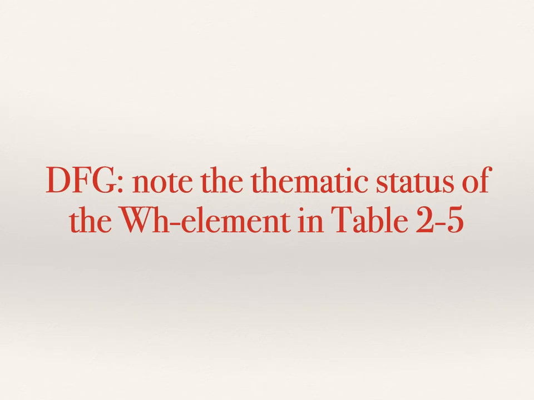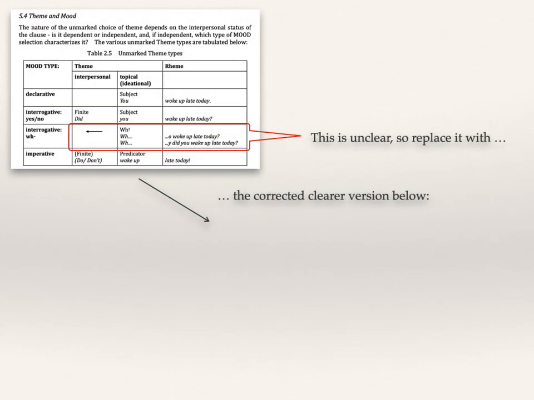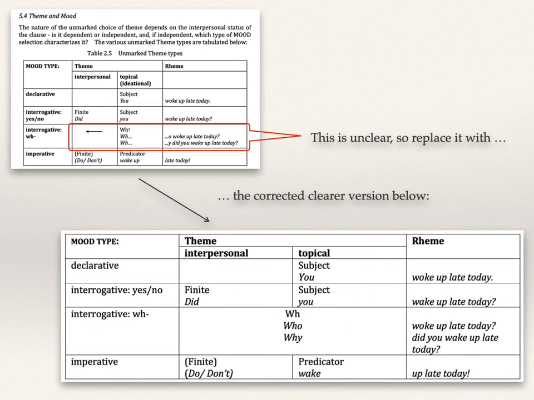Note that in the textbook, the semantic status of the WH element in table 2.5 is stated as follows. This may be a bit unclear, so you can replace it with the following table. The point is, as we've already seen, that the WH elements in WH interrogatives fuse the interpersonal and the topical aspects of the theme. For example, who woke you up late today?